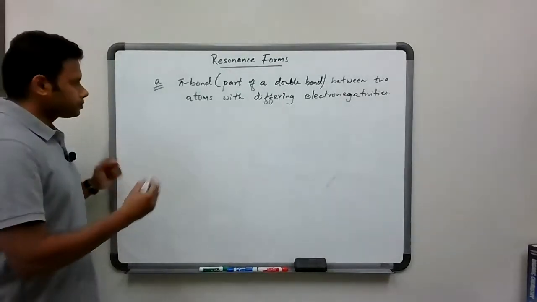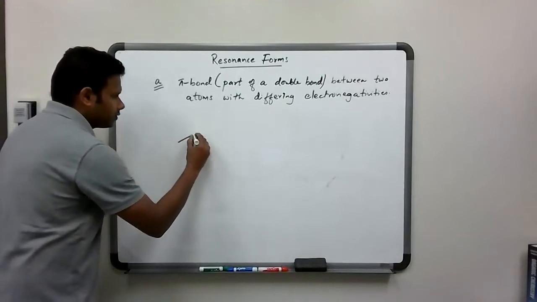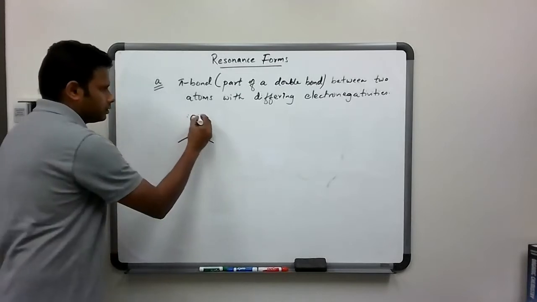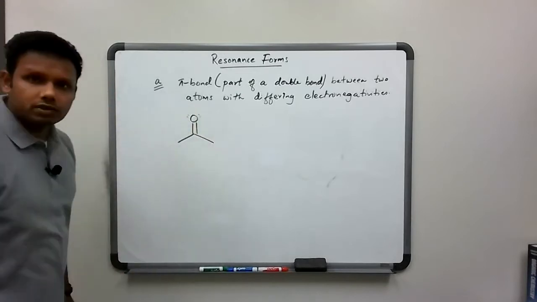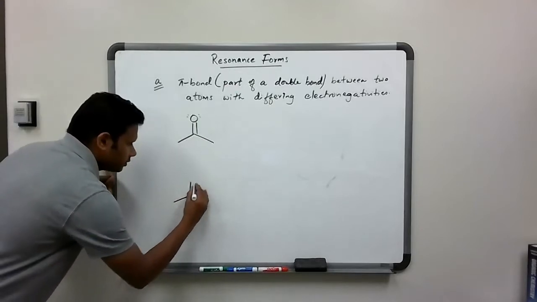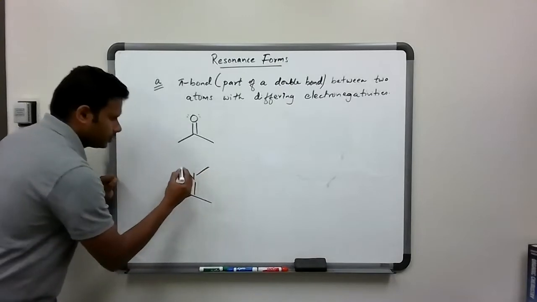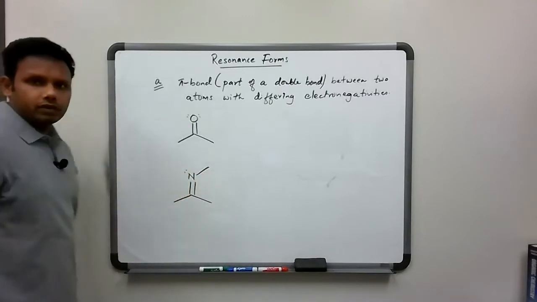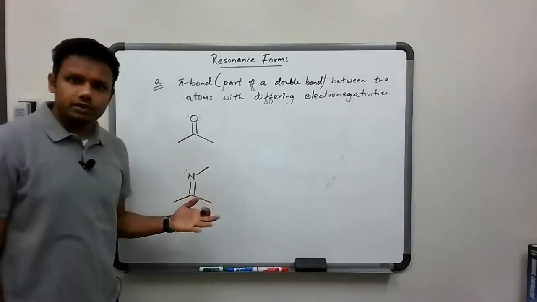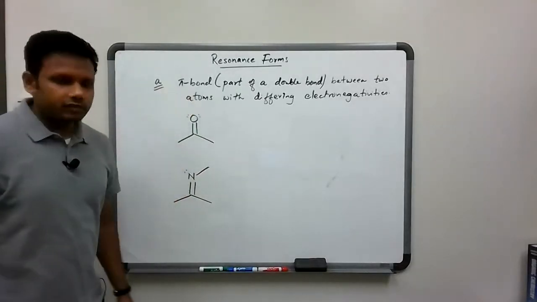Okay, so let's draw out our example. So let's say we have a molecule like that. That's one structure that we're going to look at. And another structure that we're going to consider is this molecule. So we have two structures that we're going to consider as part of this first criteria that we're going to look at.